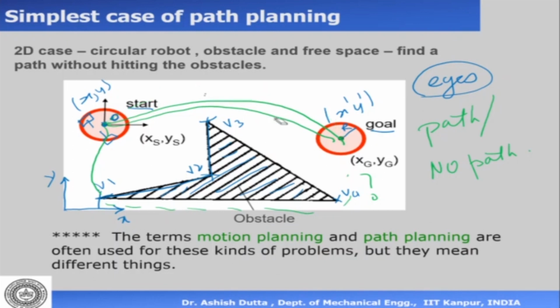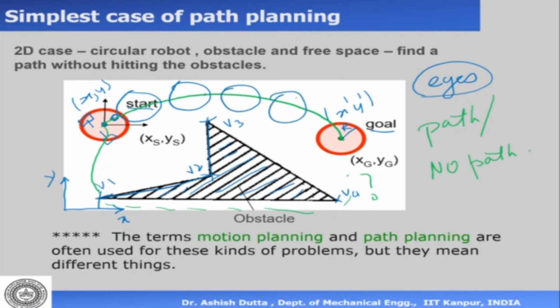Now, once you have found a path, for example, we have found that this is the path. Next, the robot will have to go on the path. So it will have to traverse the path. So the robot has to follow the path like this, like this, like this, and then go to the goal point.